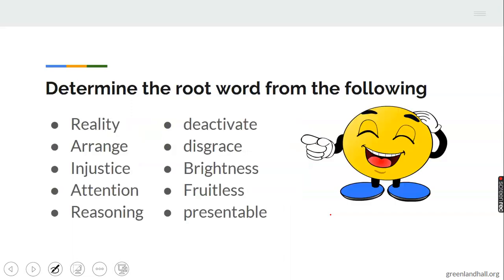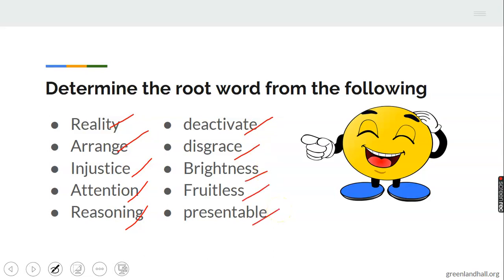Good. Okay. I will be sending your class activity to you tomorrow. Before you get that, just quickly look at this one again. Determine the root word from the following. Just bring out the root word from each of these words. I have reality, arrange, injustice, attention, reasoning, deactivate, disgrace, brightness, fruitless, presentable.